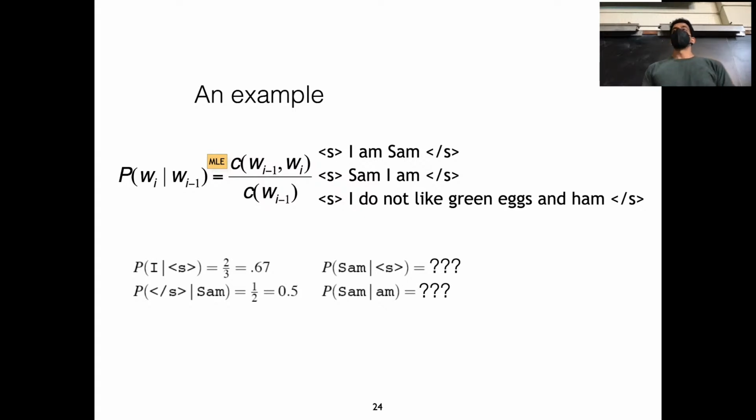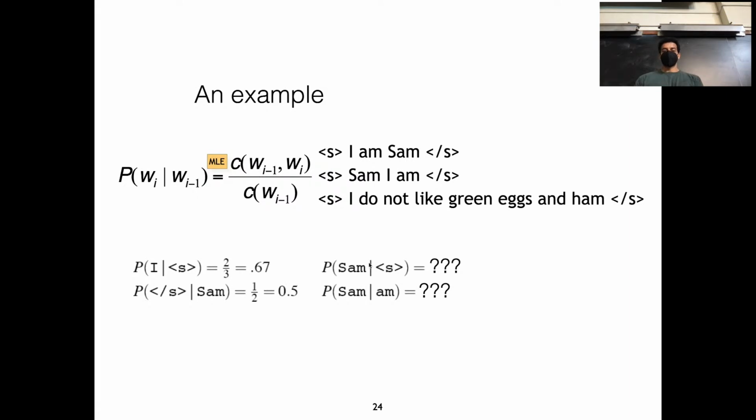If I wanted to get the maximum likelihood estimate of, say, the probability of I given that I've seen the start of sequence symbol, all I have to do is count up, first, how many times do I observe the start of sequence symbol? I have three cases here, all at the beginning. And how many times does I follow the start of sequence symbol? One time here, not here, and again here. So I have 2 of the 3 cases, and so this probability is 2/3, right? It's easy, we're just counting and then dividing by another count.